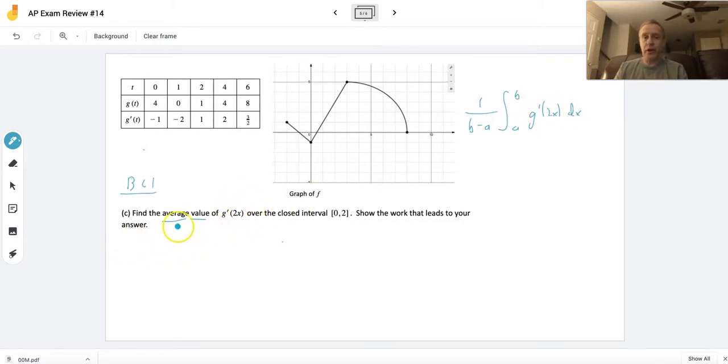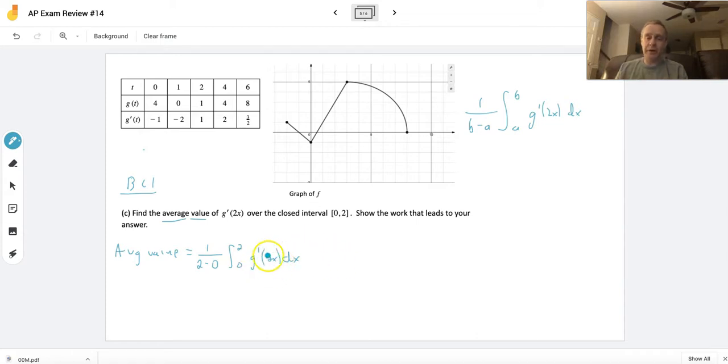And so that's exactly what I'm going to jump right into here, to find the average value of g prime of 2x over the closed interval, and I'm going to show the work that leads to my answer. So the average value is going to equal 1 over 2 minus 0 times the definite integral from 0 to 2 of g prime of 2x dx. And so now I have everything set up, and now I'm going to show my work to evaluate this particular definite integral. Now, if you know what the antiderivative is for this, you could perhaps go right into it.